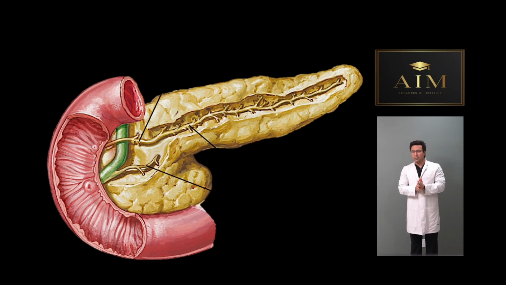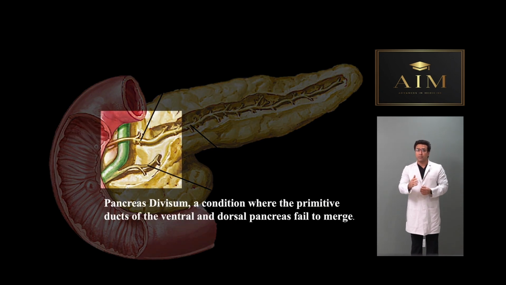Let's begin with pancreas divisum, a condition where the primitive ducts of the ventral and dorsal pancreas fail to merge. This results in the larger dorsal pancreas draining through the accessory pancreatic duct into the second part of the duodenum at the minor duodenal papilla.